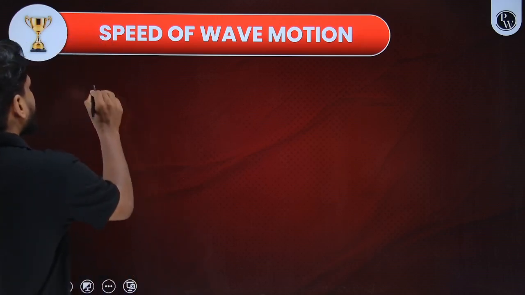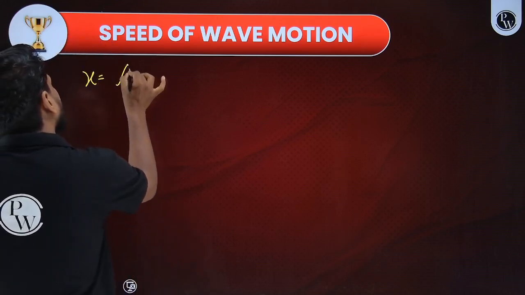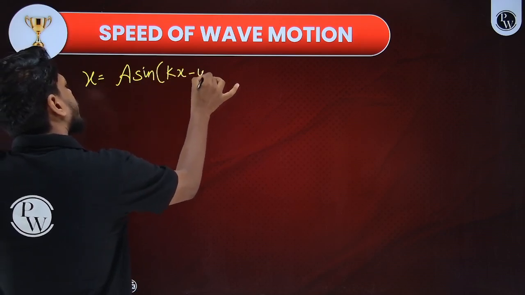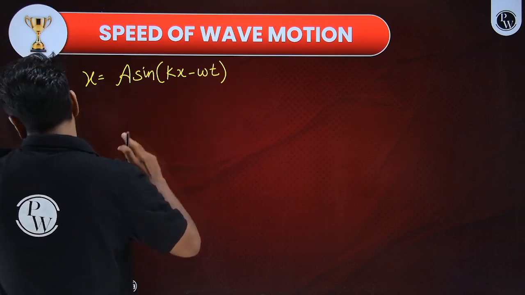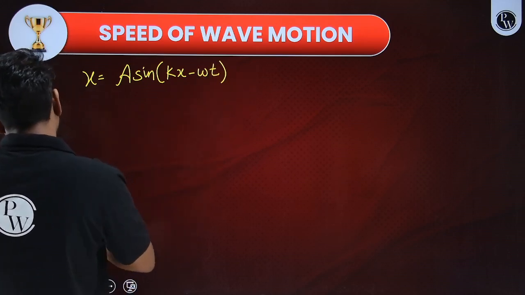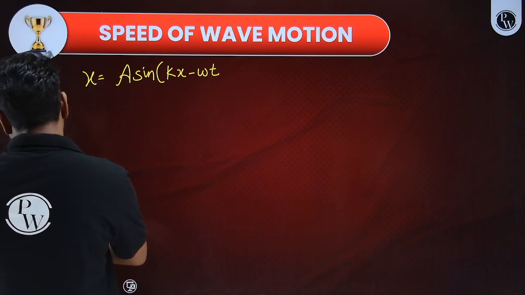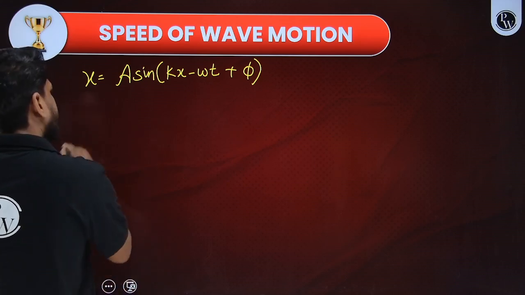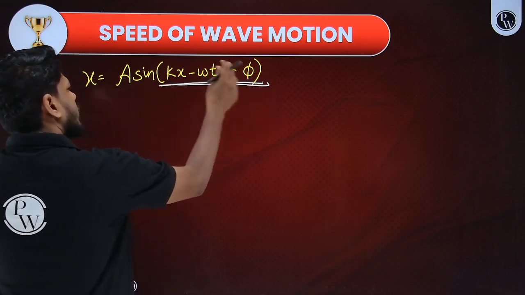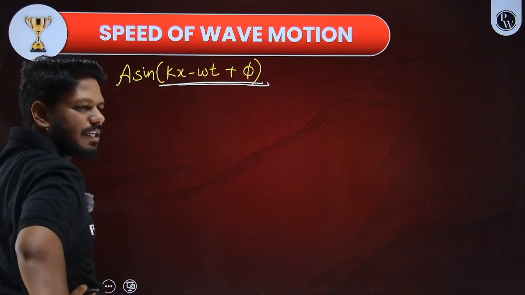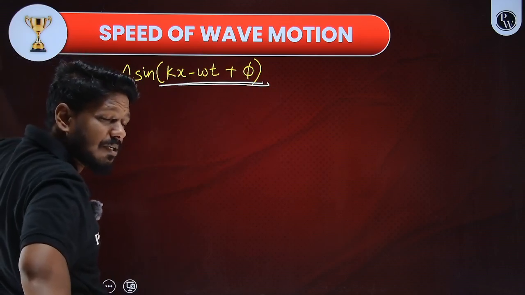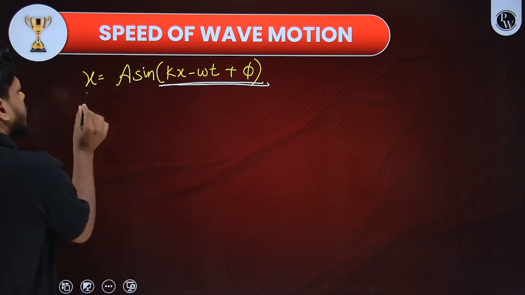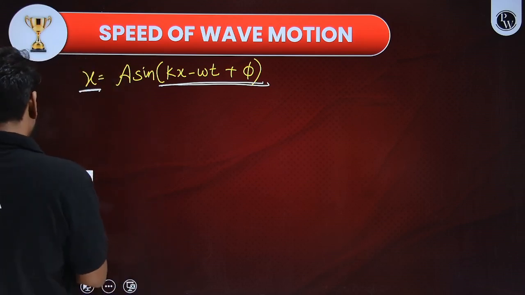Let us first find what is the speed of wave. Generally, we write y is equal to A sine of kx minus omega t. If there is some phi, you can add it, so phi is some phase constant. This is the part which is representing the wave.